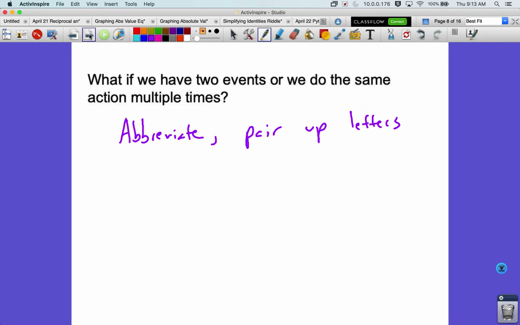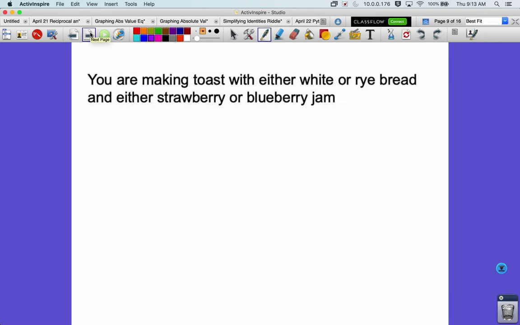I think this will make more sense with an example. So we are making toast with either white or rye bread, and then we're going to put on it either strawberry or blueberry jam. I'm going to list all the possible ways I can make this toast. So in the problem itself, this is the easiest way to do this, is write out your abbreviation. White is going to be W, rye is going to be R, strawberry is going to be S, blueberry is going to be B.